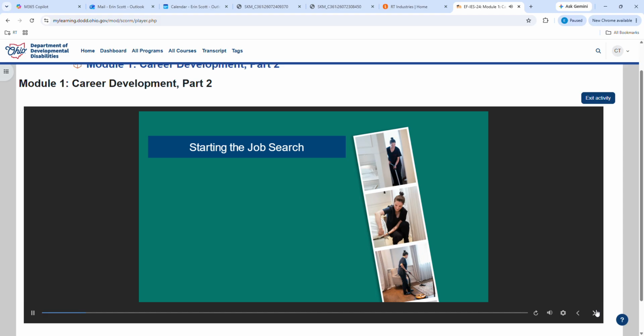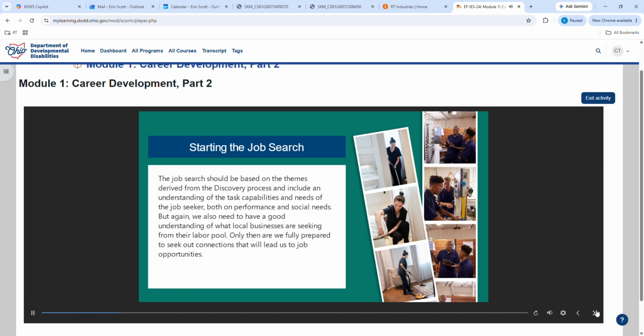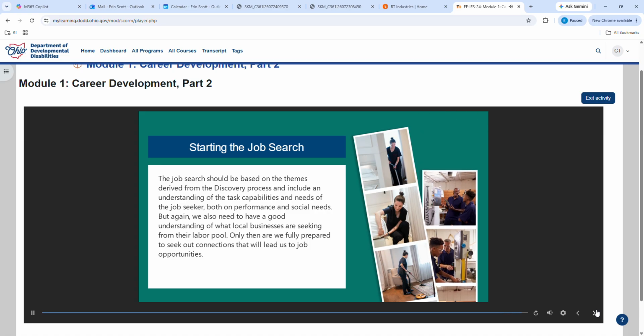Starting the job search. The job search should be based on the themes derived from the discovery process and include an understanding of the task capabilities and needs of the job seeker, both on performance and social needs. But again, we also need to have a good understanding of what local businesses are seeking from their labor pool. Only then are we fully prepared to seek out connections that will lead us to job opportunities.